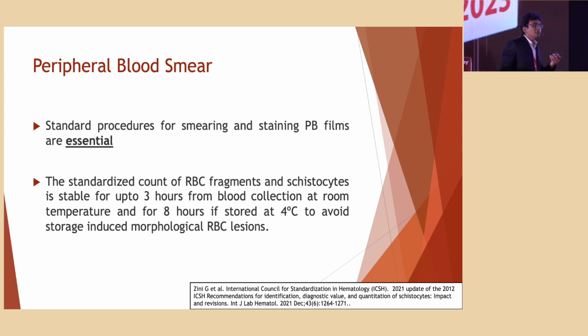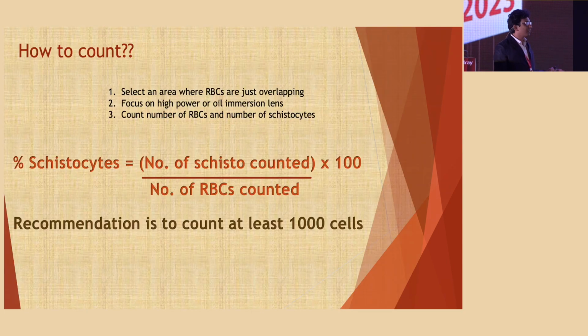So the latest 2021 update states that standard procedures for smearing and staining blood films are essential. This is very important, as if we don't follow them, then we will see artifactual cystocytes. And the standardized count should be done, it is stable rather, up to 3 hours from the blood collection if it is at room temperature, and 8 hours if it is stored at 4 degrees.